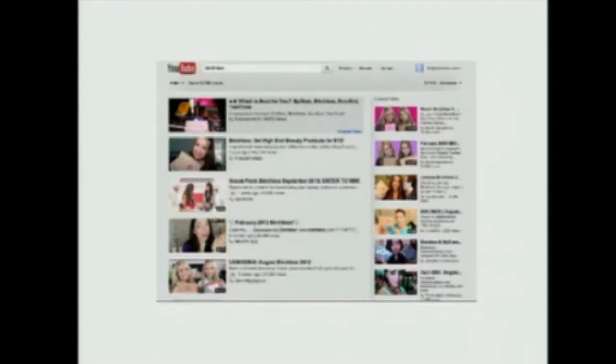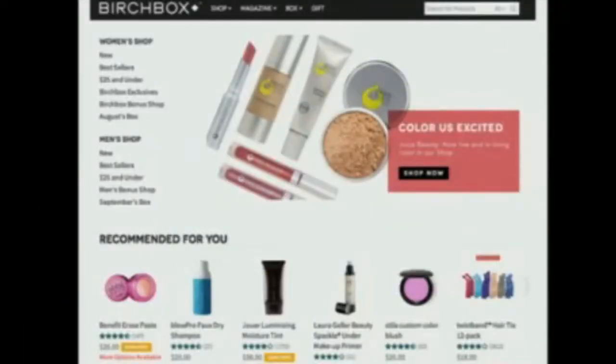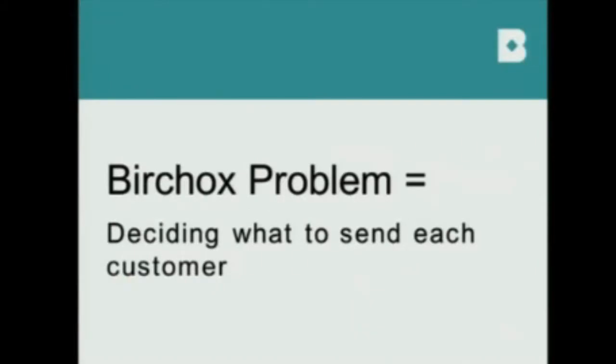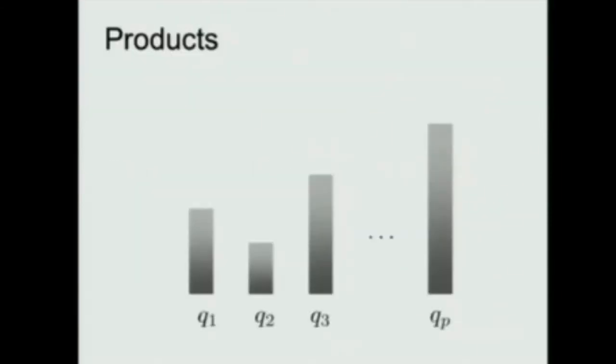So we know that if we're doing a good job, certain things happen. We get happy customers. They do things like make thousands of unboxing videos on YouTube. If they're unhappy, we definitely know about that too. They're very vocal. And they do things like buy the full-size versions of the product in our online store. Another way we know is if they remain subscribers. So the Birchbox problem is basically deciding what to send each customer every month to optimize for these positive outcomes.